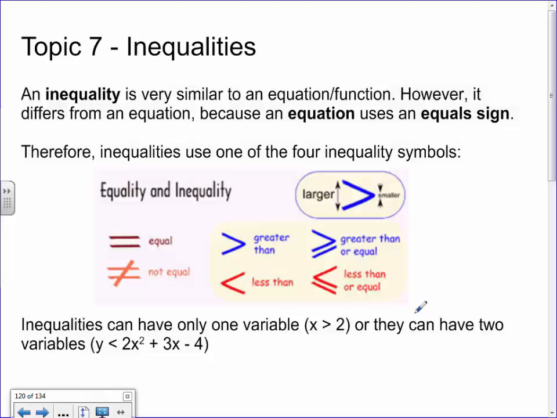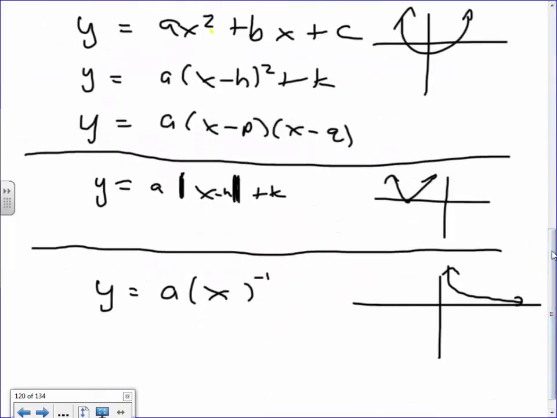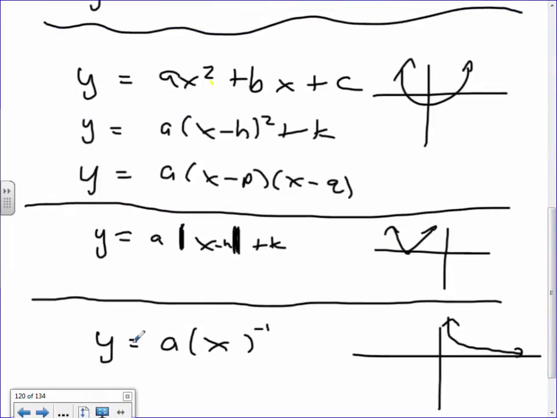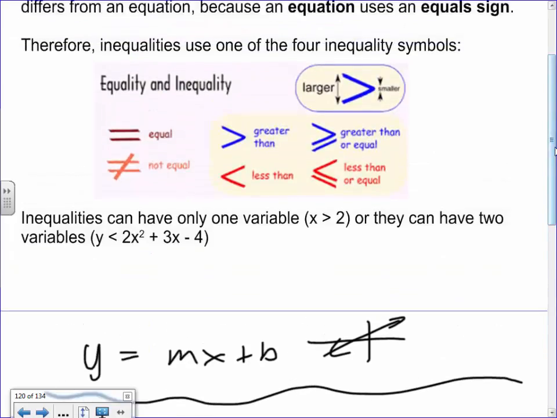And essentially what I need you to be able to do now is take all of the graphs that we've learned about, which normally have an equal sign in their equation, right? Every single one of these things I just wrote there, I wrote it with an equal sign. Well, what if it wasn't an equal sign? What if we wrote it with one of the inequalities?